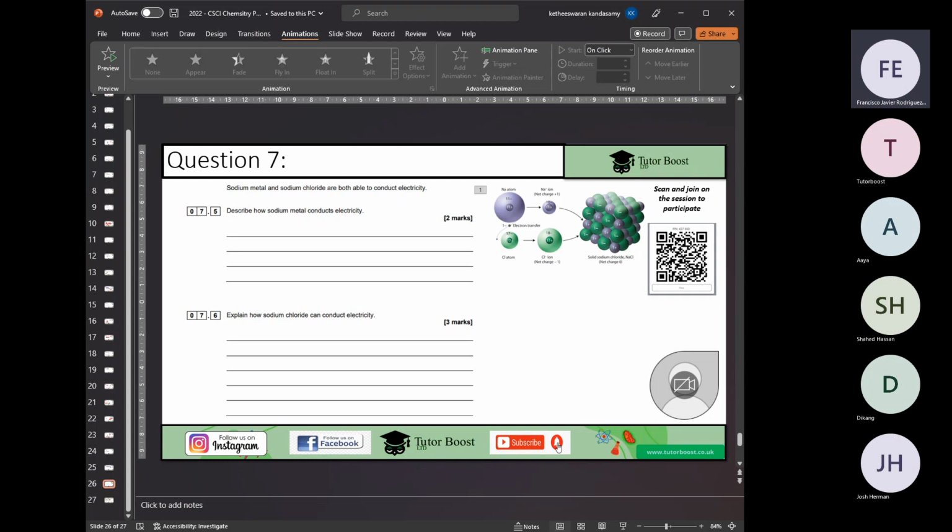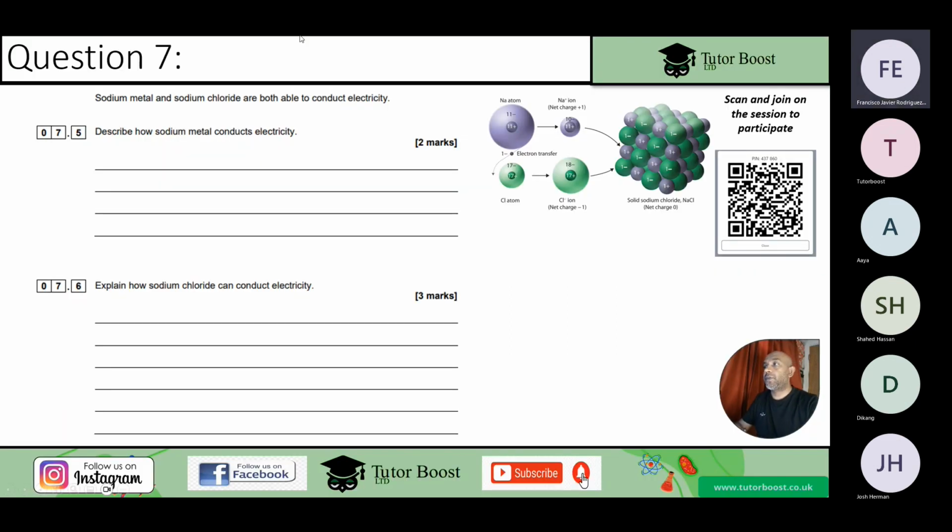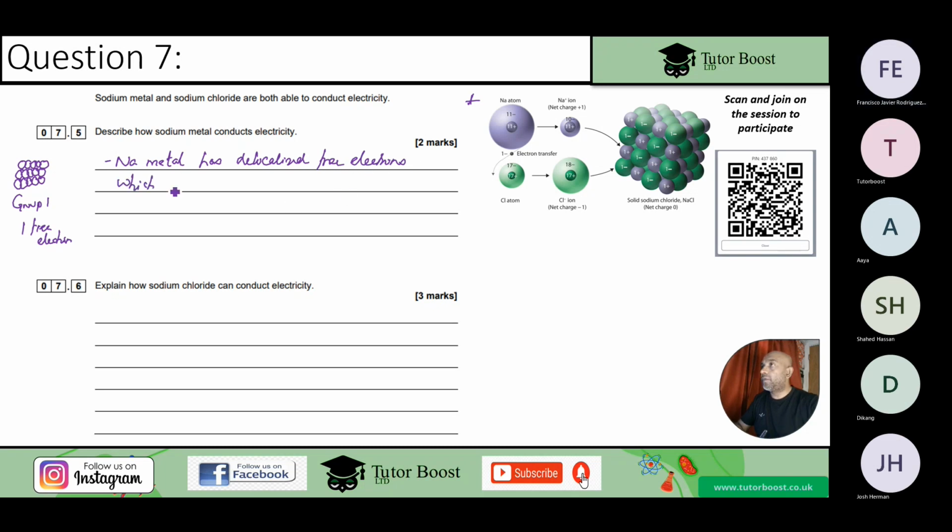Well done, Aya. Remember, the second question is asking explain how, and the first question is asking describe how. I've given you a little bit of help for sodium chloride. Sodium metal has just sodium metal ions. Sodium is a metal, it's in group 1, so it has one free electron to form an ion. So sodium metal has delocalized free electrons, which can carry a charge through the metal.